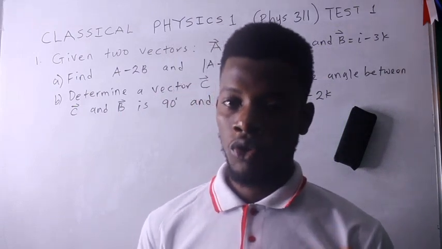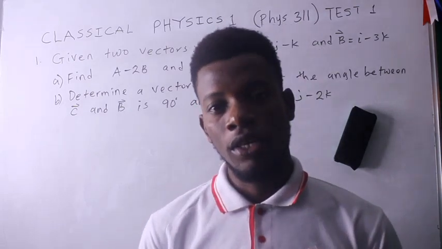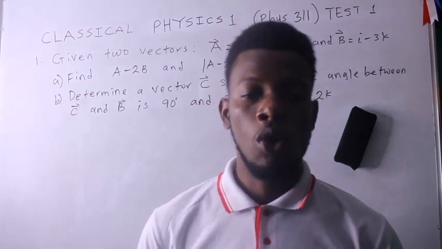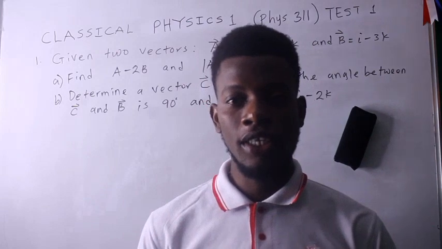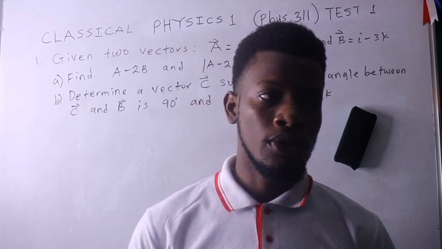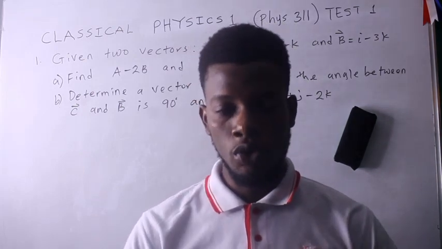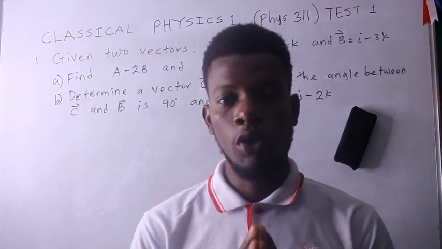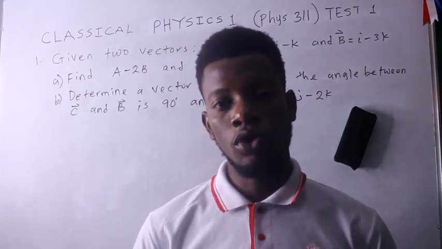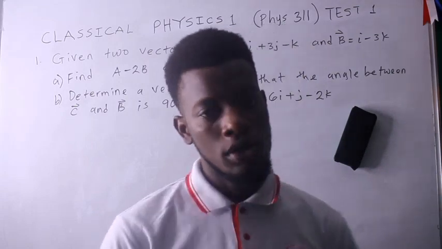And then you do Physics 313, which is Modern Physics. You will also have to do Physics 314, which is Wave Theory. Now, Physics 313 and 314 are part of the elective courses that you have to do. So once you do those, you can also choose to do Physics 411 and 412, which are Electromagnetism 1 and 2. Now, in this video, I'm going to be reviewing my Physics 311 Test 1 papers.